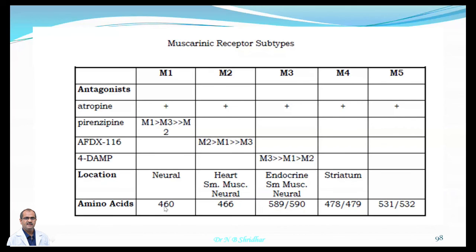The striatum is supplied with the M4 type of receptors. For the amino acid composition, M1 has 460 amino acids, M2 has 466, M3 ranges from 589 to 590, whereas M4 has 478 to 479, because the receptors are a subfamily of varieties of proteins. These proteins contain varieties of amino acids, and the number changes from M1, which has the least, to the highest in M3, and M5 is 531 to 532.